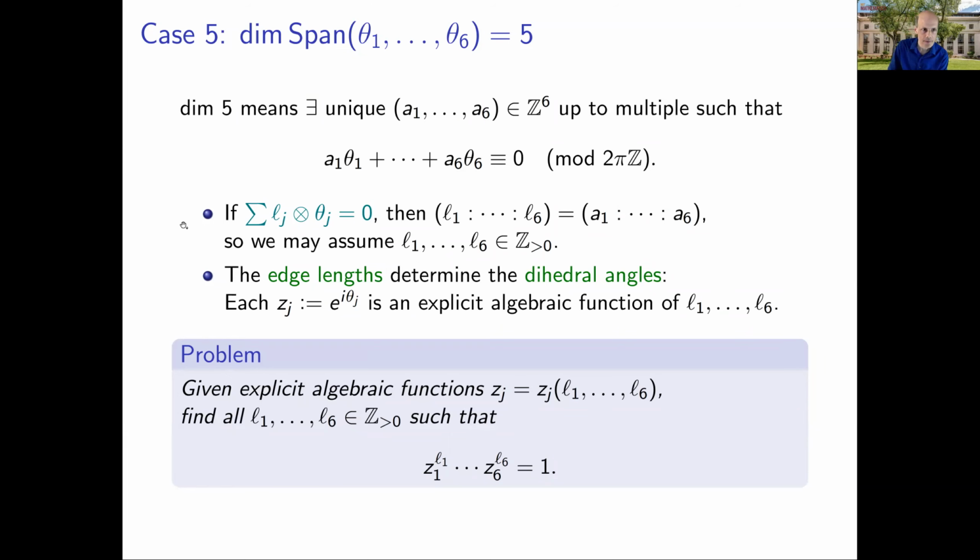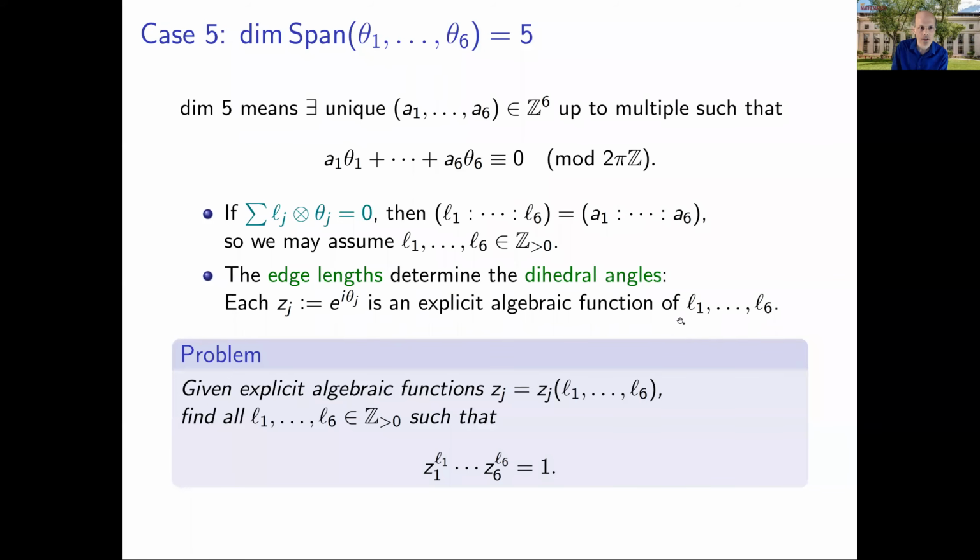The other observation you can make is a general property of tetrahedra: if you know the edge lengths of a tetrahedron, you know the tetrahedron. So they determine the dihedral angles. Algebraically, that manifests itself by saying that they determine the cosines of the angles, or if you want, these complex exponentials are determined. So these z sub j's, these complex exponentials of the dihedral angles, each one of them is an explicit algebraic function of the edge lengths.